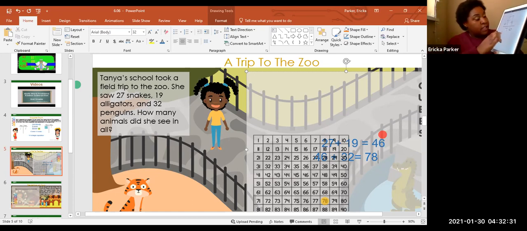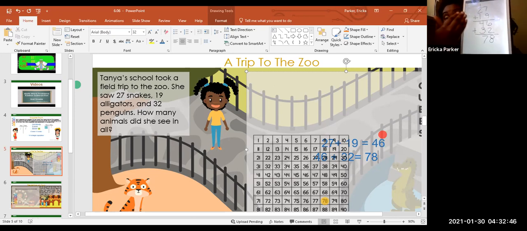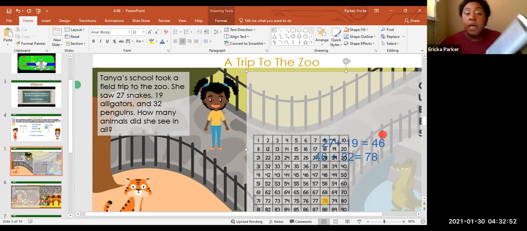Then we took that 46 and we added it to the 32 penguins. 6 plus 2 equals 8. 4 plus 3 equals 7. So that, my friends, is another way. That's a second way to work with 3 numbers.